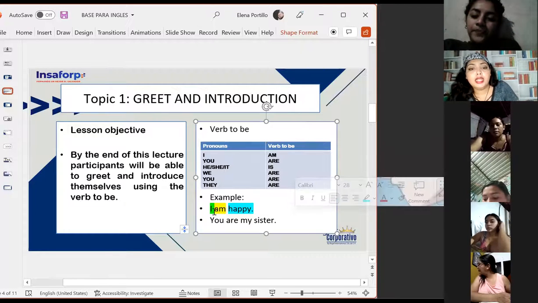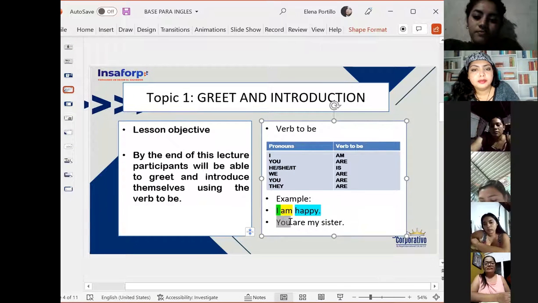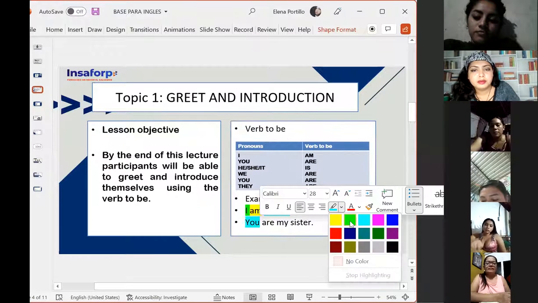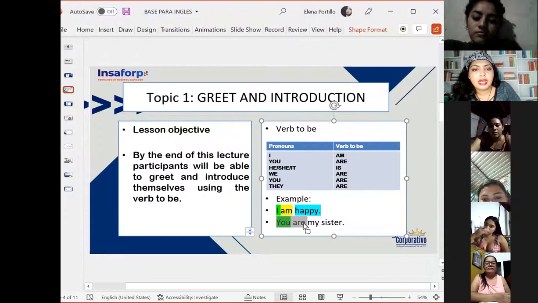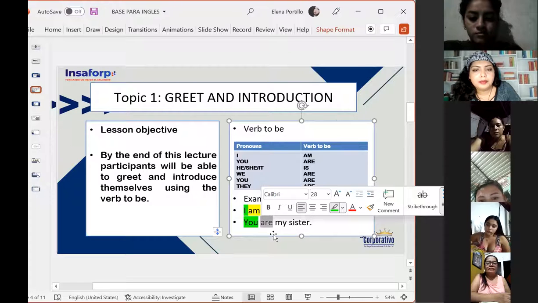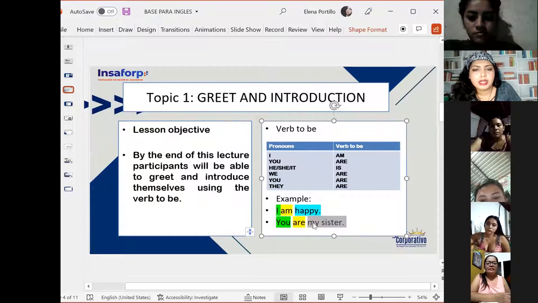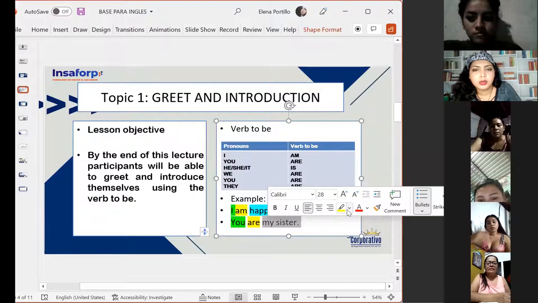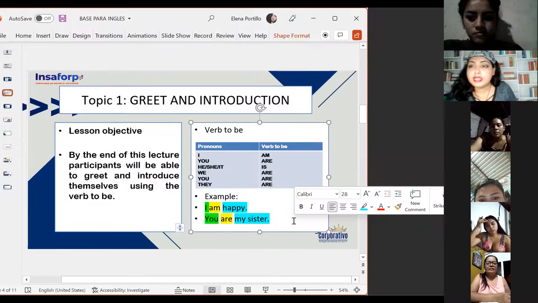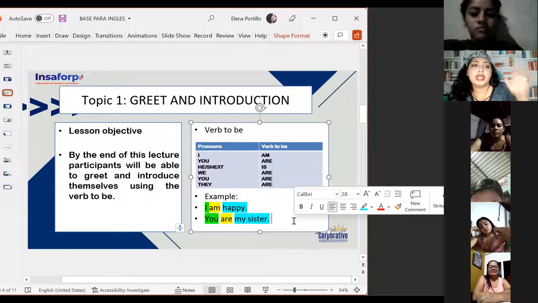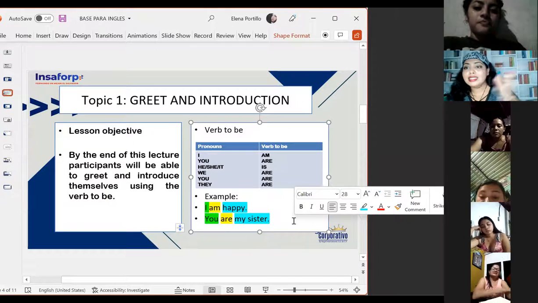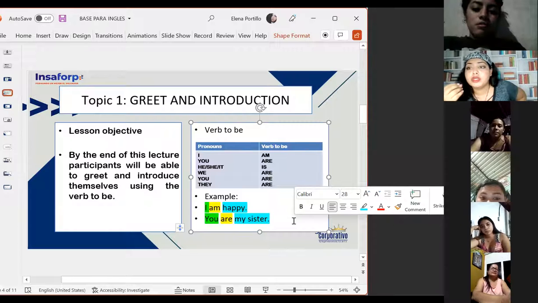Very easy. Then I have again the pronoun. This case is green. I have the verb to be in yellow. And I have the complement in light blue, like this. So, in that case, it is very easy to create sentence to talk about something that we are going to say. But in this case, we are going to use this verb to be to introduce ourselves.